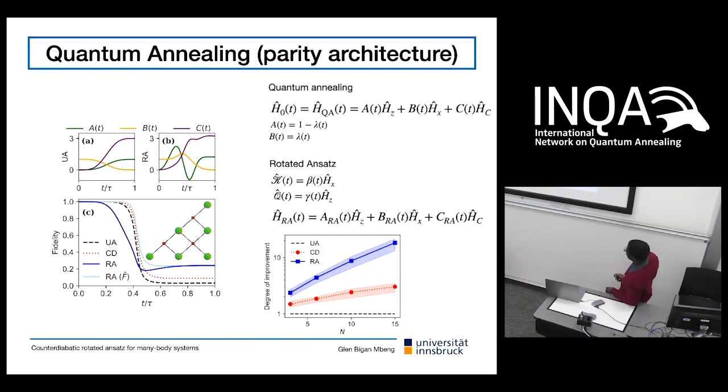In this case, for the particular case of the parity architecture, the CD local driving also shows a slight scaling advantage compared to the baseline, but the rotated approach, just by modifying the schedule, is able to obtain a better advantage over the one of the CD.